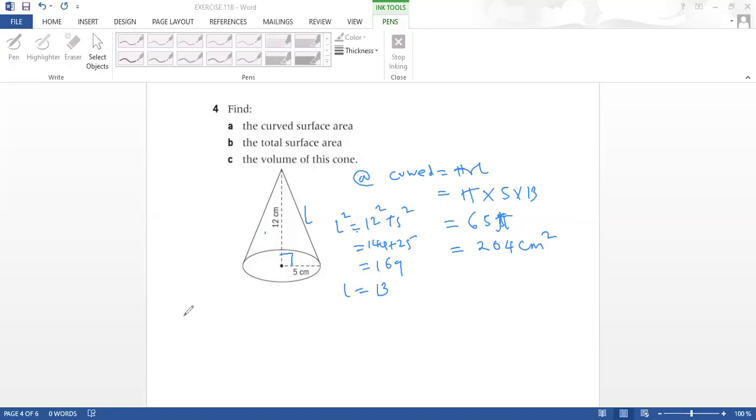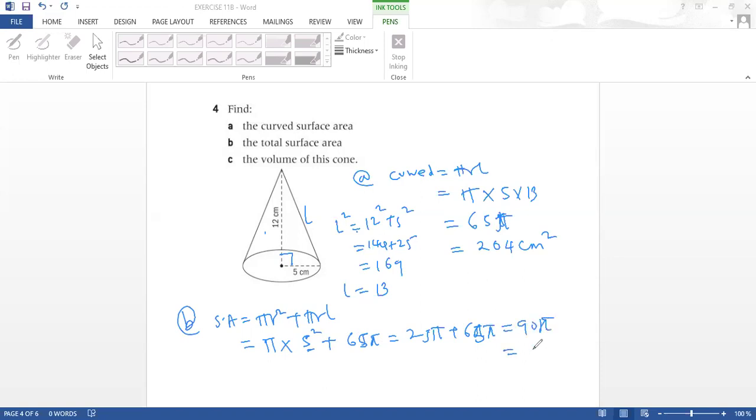Let me do part B, that says total surface area. If this is a solid cone, the total surface area is the area of the base, which is a circle, plus the curved surface area. So the base will be pi multiplied by r squared, then plus 65 pi. I'm using the exact value so that I minimize errors and be more accurate. So 5 squared is 25 times pi is 25 pi, plus 65 pi. This will give us 90 pi. You can always put it into three significant figures.